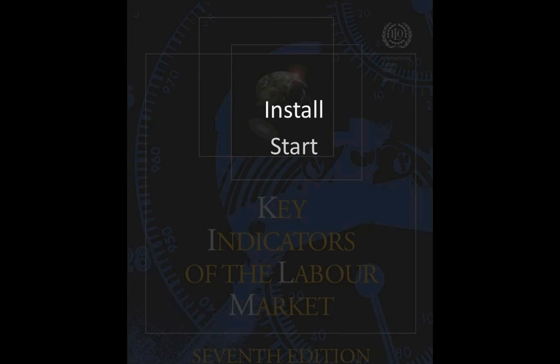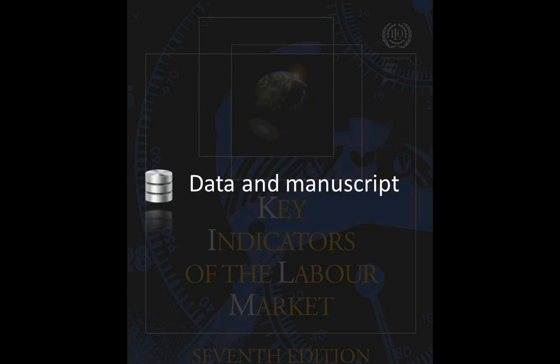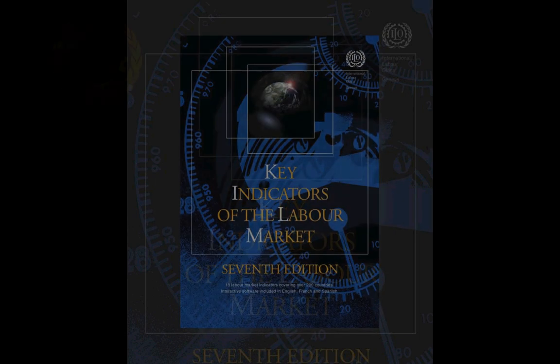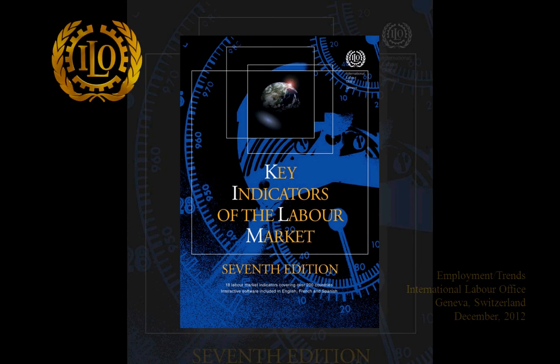Running the installation program will install and then start the software. When the software runs for the first time, it will download and install the data and manuscript. This installation only needs to happen once. Due to the nature of the system that updates the software, after this first running of the software, it should be run from the Start menu.